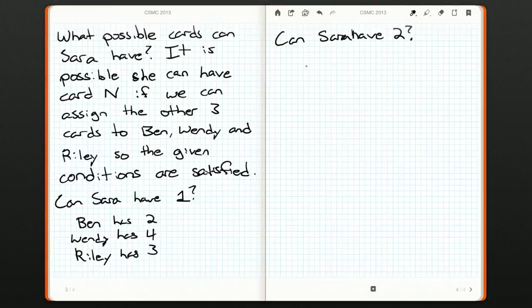Okay, well, Ben can't have the 1, so maybe Riley has 1. But then that would mean Wendy has 3. We could say no.